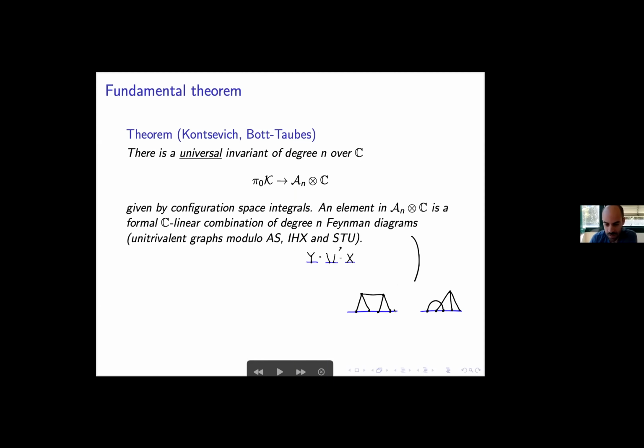And given one of these diagrams and your knot, you can take a certain integral, and that gives you a number, which is sort of the coefficient of this diagram in this Kontsevich integral.